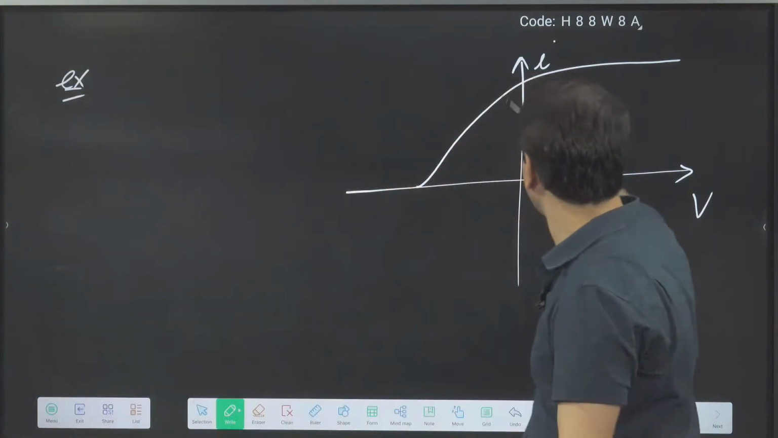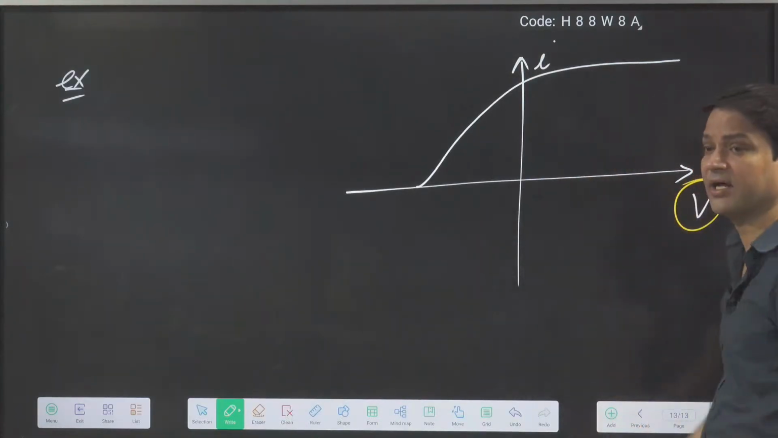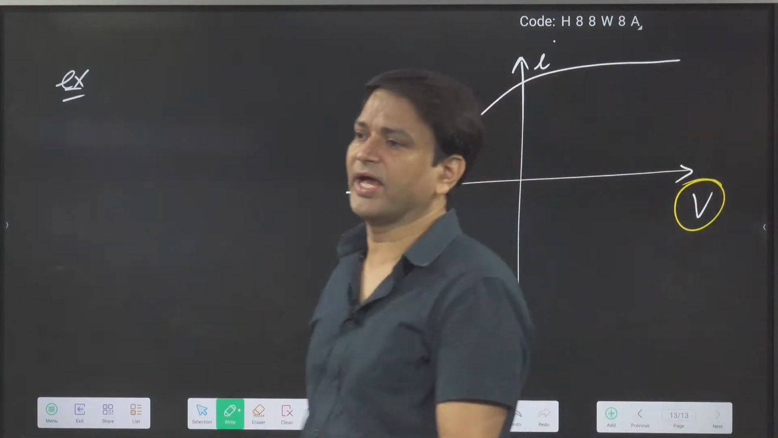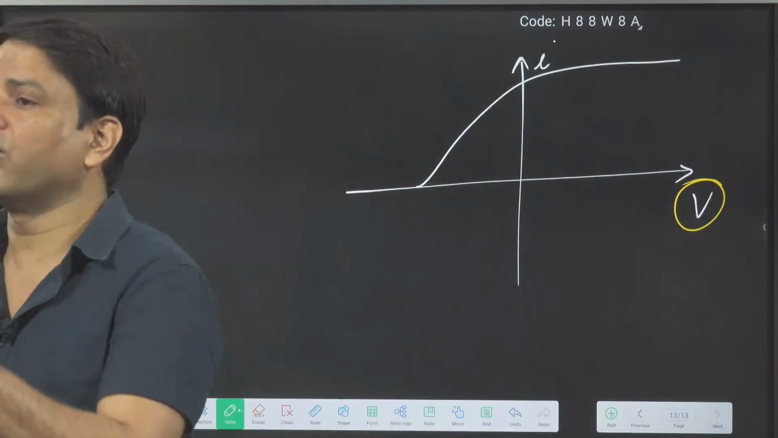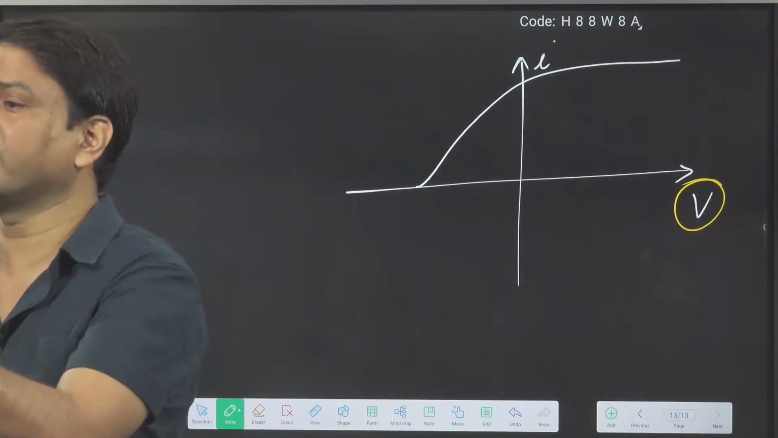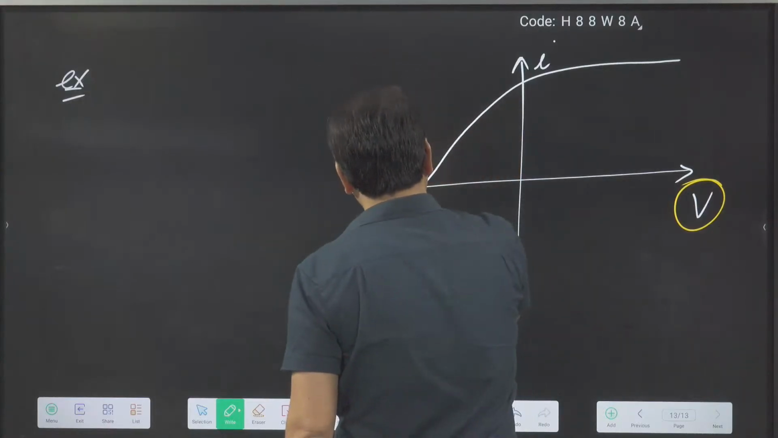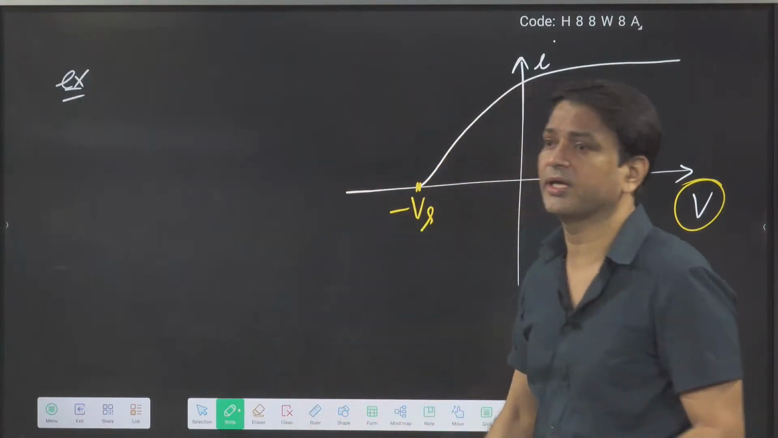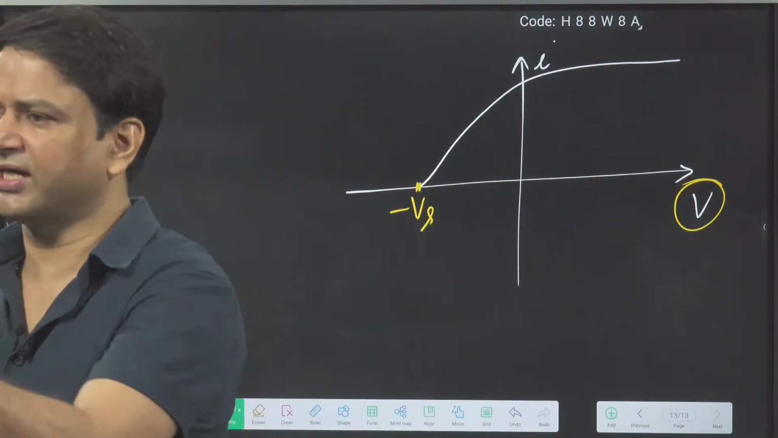So current means here y, and voltage means here x. So where the graph will cut the x-axis, where y is equal to 0. What is the y here? Current. Where will the current be 0? When the potential is negative. So here the potential is negative, and that negative potential is the stopping potential. It means the graph current will be 0 at the negative potential, that is the stopping potential.